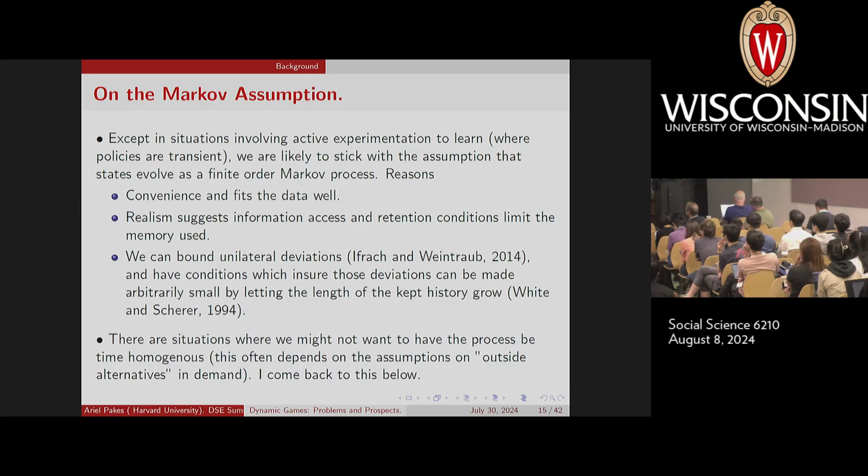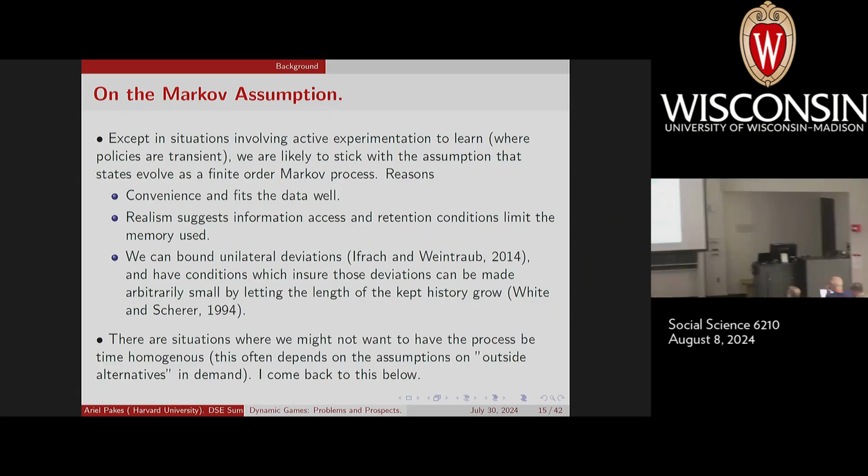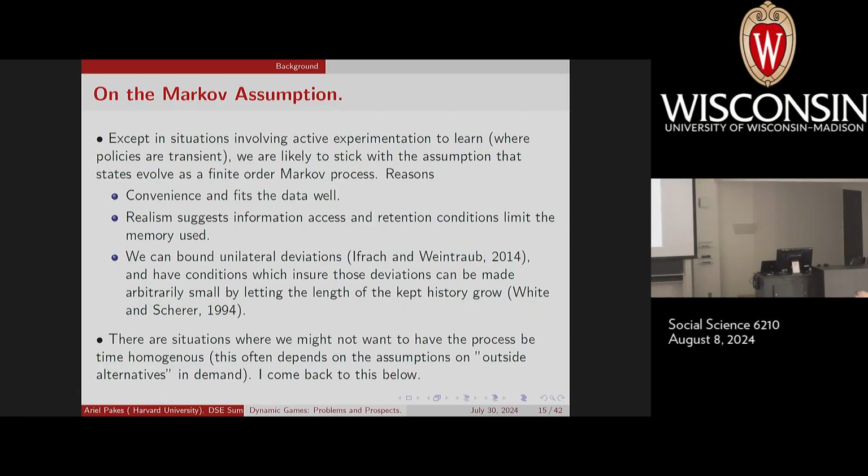There are situations where we might not want the process to be time homogeneous. It might be that things are really changing over time, that the underlying structure is changing over time, and I'll come back to that. So that's not Erickson-Pakes, because Erickson-Pakes doesn't have that in it.